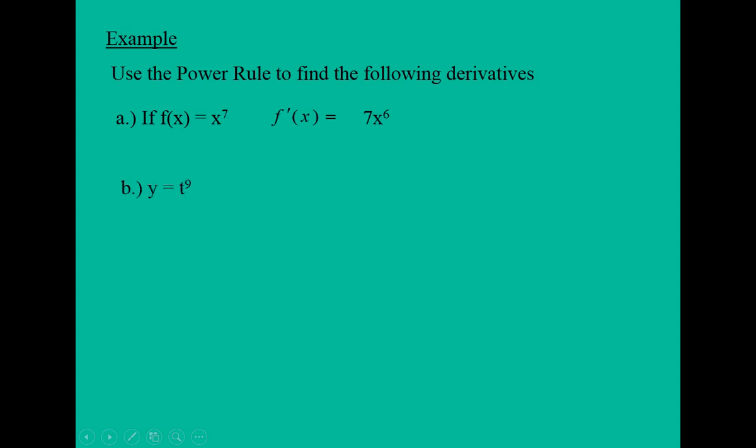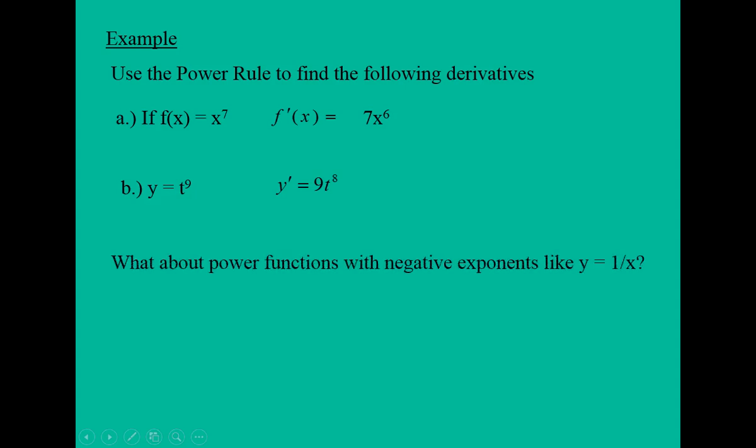Y equals t to the 9th. Pull the exponent down in front, subtract 1 from the exponent. So the derivative is 9t to the 8th. Now, what if we have a function like 1 over x? That is not in the form of x to the n power, but can we rewrite 1 over x in the form of x to the n power? That's the key to many of these derivatives. We rewrite it so it is in the form of x to the n.